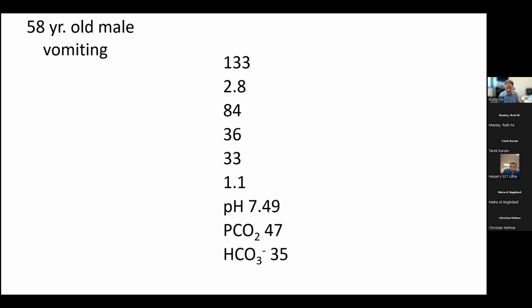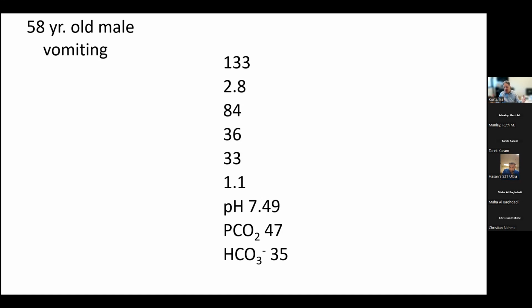Okay, so the total CO2 is 36. The bicarbonate's 35. That's expected. Because 0.03 times 47 is around 1.3, 1.4. That's about what we'd expect. There's lab errors. We're not looking at decimal places here. The BUN is elevated. The creatinine's up a little bit. So, we look at this, patient's been vomiting.